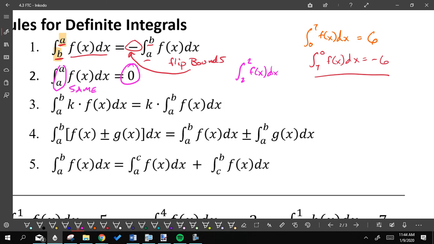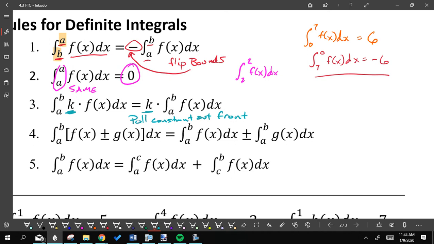Number 3, this is a big thing that's going to make your life easier when you apply this rule. Finding the area under the curve, if you just have a constant being multiplied in with your function, you can pull the constant out front, and that is going to make the problem a lot easier to solve a lot of the time. Just like we did with derivatives, you can always take constants and pull them out. It's going to make your life easier.